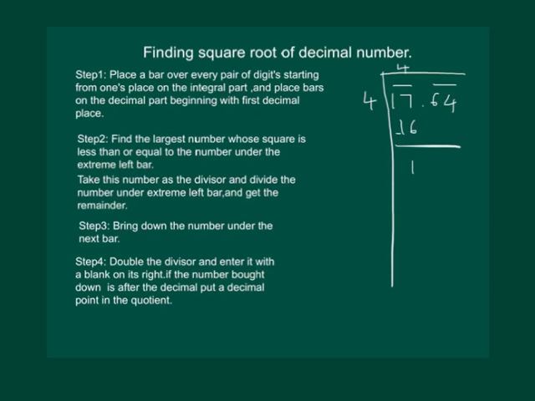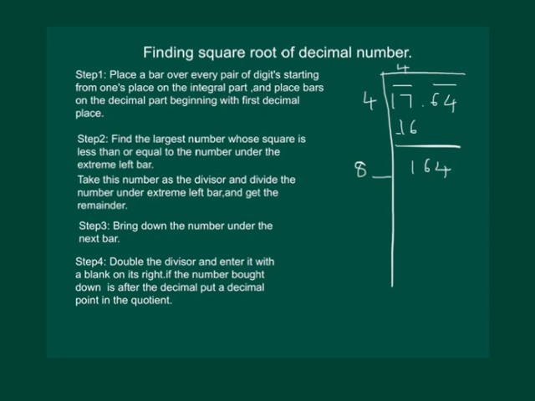Our next step is bring down the number under the next bar. So we bring down 64. We double the divisor, that means 4 plus 4 will give us 8 with a blank on the right. So till now we have brought down the number under the next bar and then we have doubled the divisor and enter it with a blank on its right.